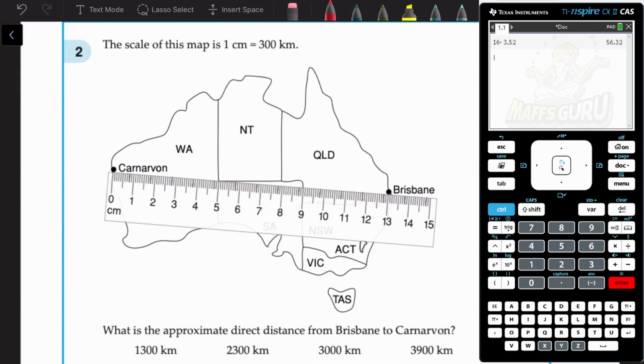The scale of this map is 1 centimeter to 300 kilometers. What is the approximate direct distance from Brisbane to Carnarvon? Looking at that, it seems to be 13 centimeters. If every 1 centimeter is 300 kilometers, then I'm going to do 13 times 300, hit enter, and I get 3,900 kilometers. We'll color in our lozenges. It's really important when you do these to color in your lozenges, or unfortunately it's not going to get the mark, because these are pretty much computer marked.